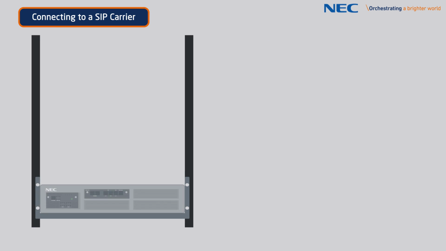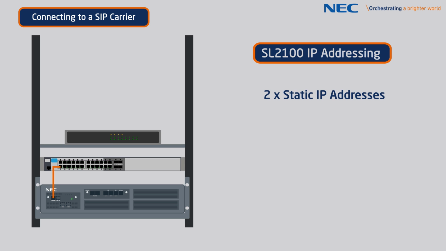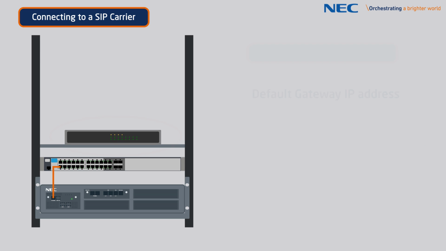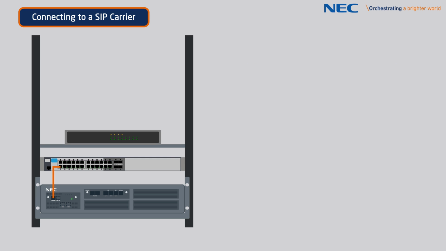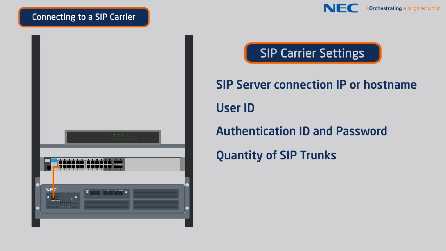You will need to know the LAN settings to configure the SL2100 to join the customer's network or voice LAN. The SL2100 will require 2 IP addresses in the customer's network: an IP address and subnet mask for signaling, and an IP address for VoIP media resources. You will also need to know the default gateway IP address and the DNS server address if using a host name to connect to SIP carriers. For the SIP carrier settings, you will need the SIP server connection IP address or hostname, the user ID, the authentication ID and password, and the quantity of SIP trunks to be registered.